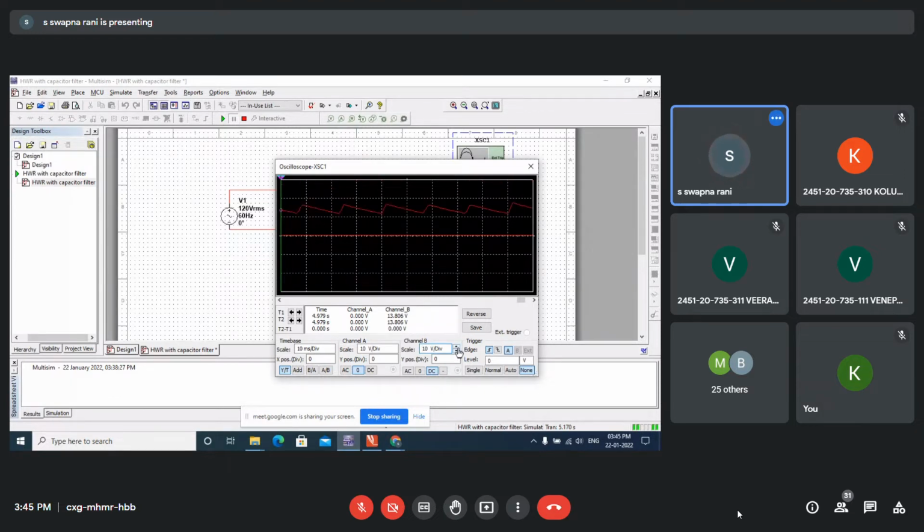So this is the waveform of the capacitor filter. This is the capacitor filter waveform. Charging and discharging, charging and discharging. See here. Input and output both are the charging and discharging. Now both channel A and channel B are on, so you can see the input signal as well as the output signal.